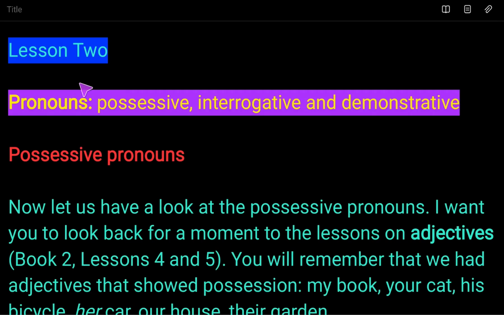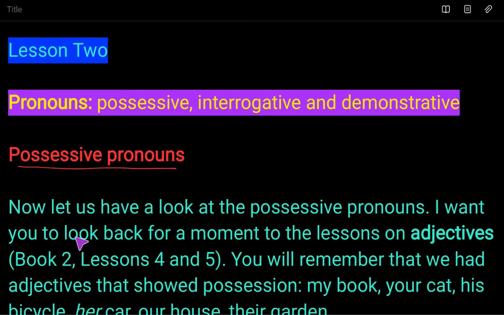Hello, today I am going to discuss with you Brighter Grammar 3 lesson 2. The topic is pronouns: possessive, interrogative and demonstrative. So let's start first with the possessive pronoun. What do you mean by possessive pronoun? Here it is written. Now let us have a look at the possessive pronouns.